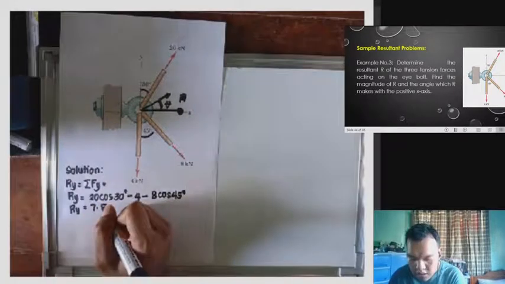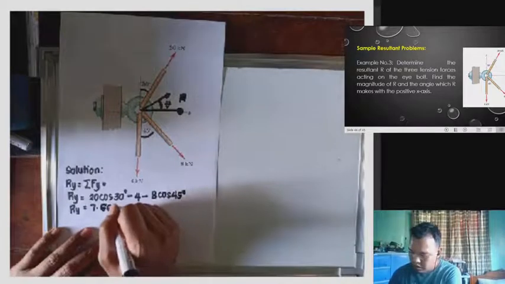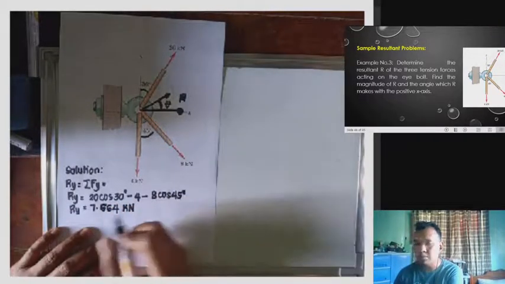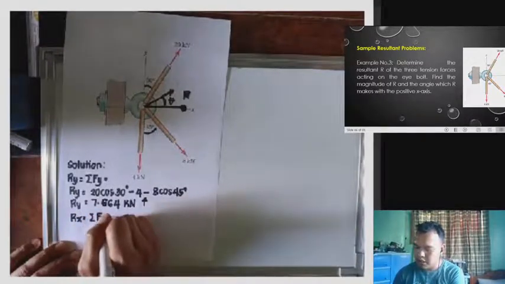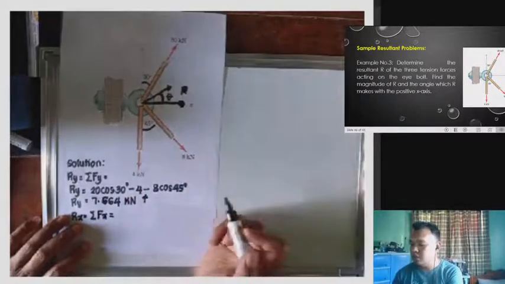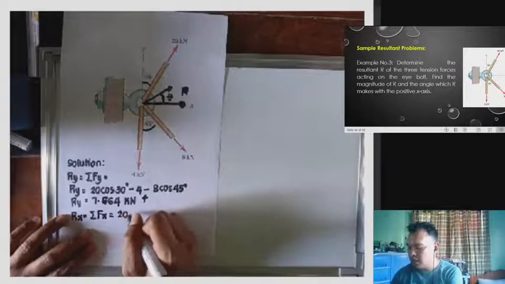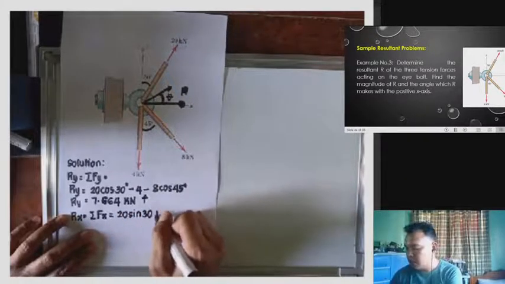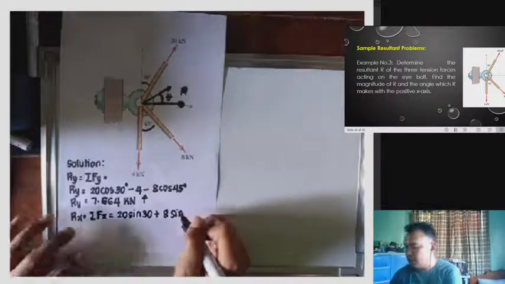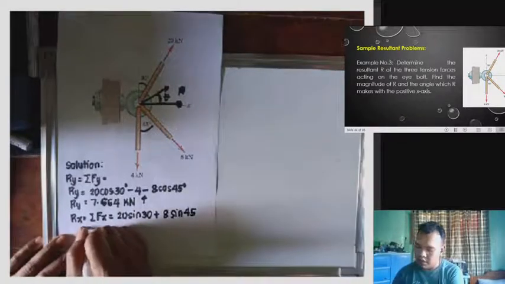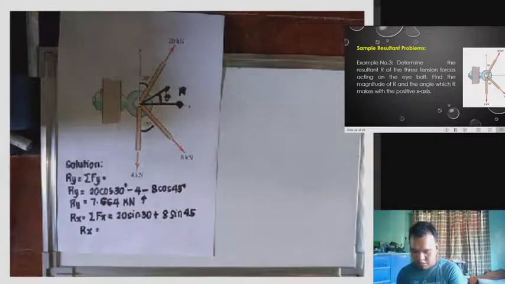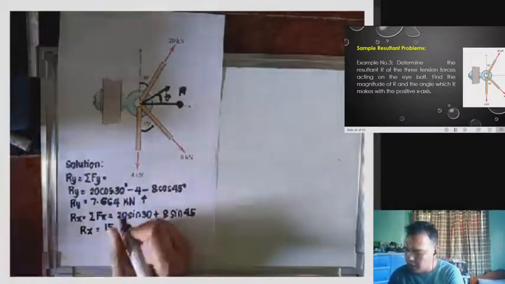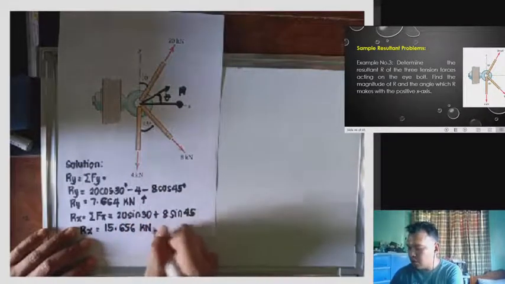So, we have here 7.664 kilonewton. So, the direction is, since it is positive, it means our value is upward. Okay. Then, Rx is equivalent to summation forces X equals. So, all the forces in X that are here. Okay? So, we have here 20 going to the right sine 30 plus 8 sine 45. So, we have here Rx is equivalent to 20 sine 30 plus 8 sine 45. So, we have here 15.656 kilonewton going to the right.